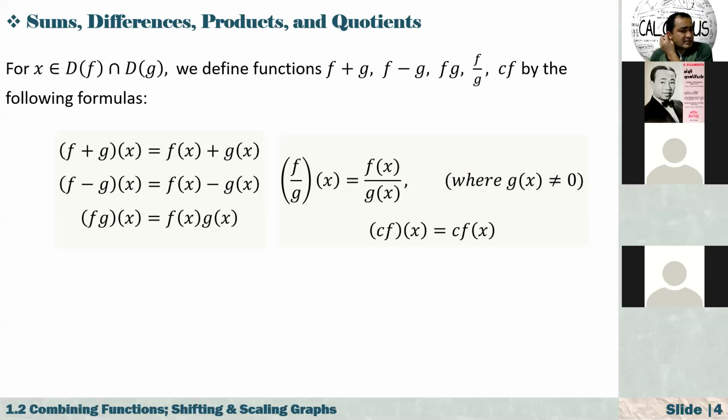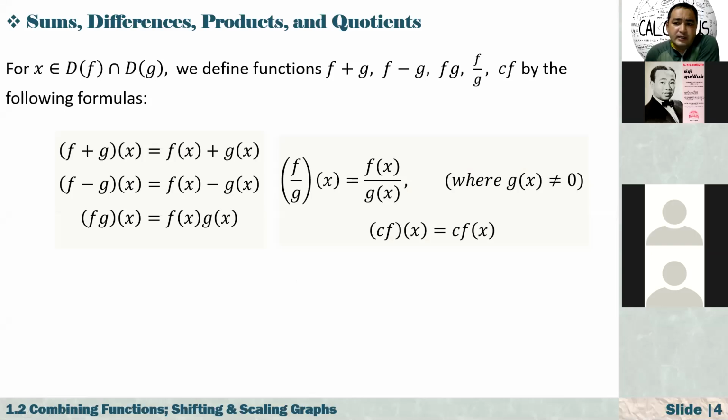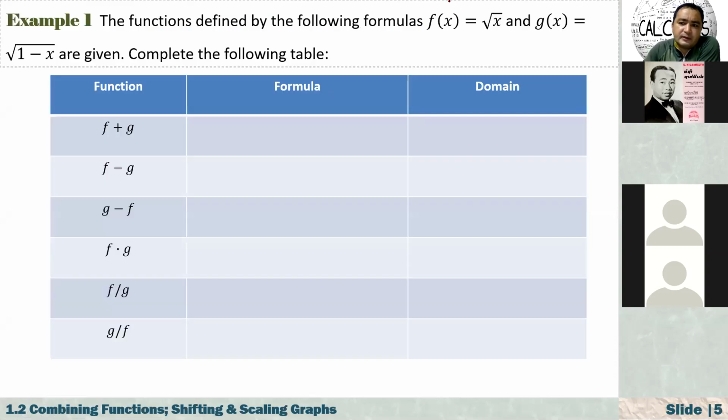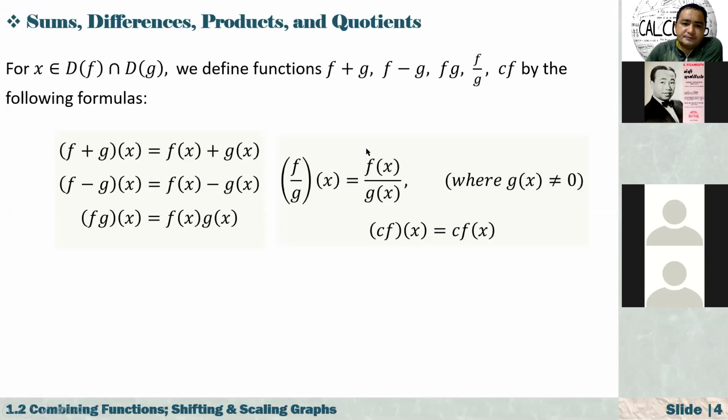So now let's talk about sums, differences, products, and quotients. Here we are talking about two functions. Let's say the first one is f, the second one is g. Suppose that this x, our input value of the function, is taken from the intersection of the domain of f and the domain of g. Then we define the functions f plus g here and f minus g here. f multiplied by g here. f divided by g here.